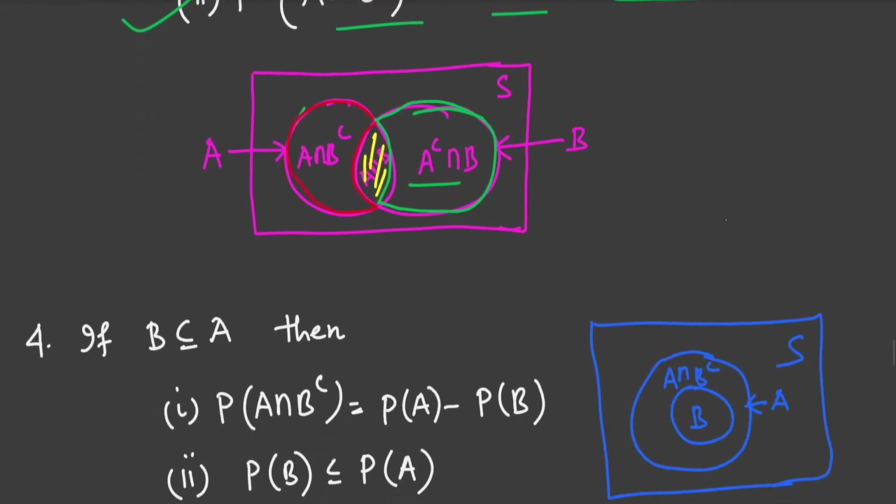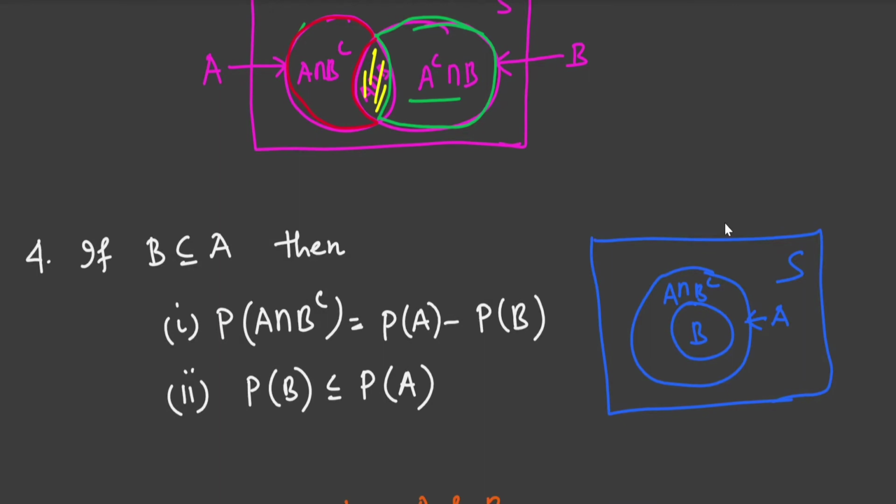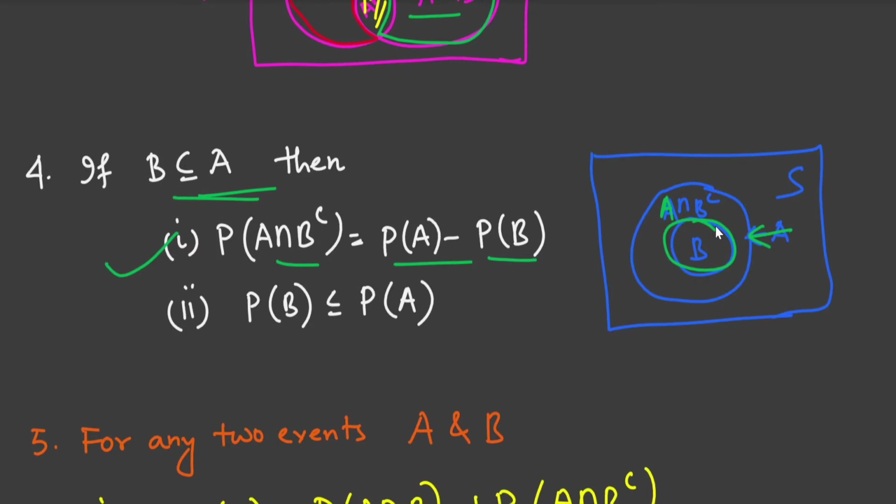Now the next one: if B is a subset of A for any two events A and B, then probability of A intersection B complement is equal to probability of A minus probability of B. B subset of A means this is the event A, and inside A there is an event B, and this is the portion A intersection B complement. These results are very important for solving problems of probability theory. The next one: if B is a subset of A, then probability of B is less than or equal to probability of A.